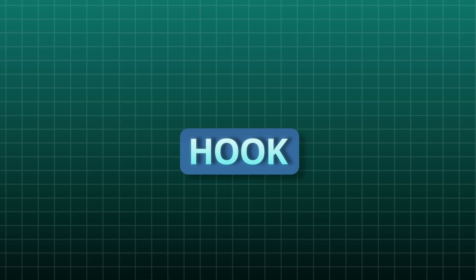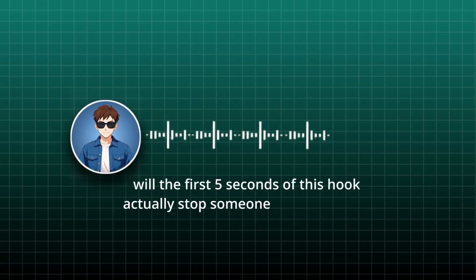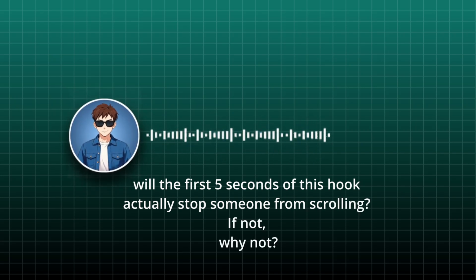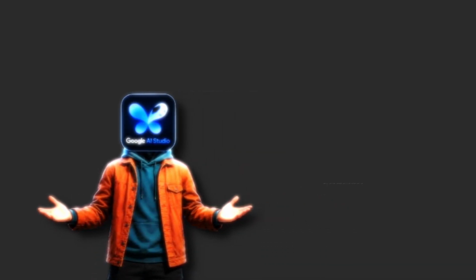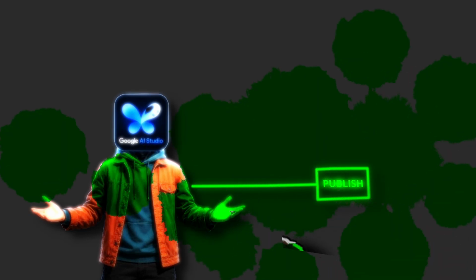Then I work on the hook. I ask the AI, will the first 5 seconds of this hook actually stop someone from scrolling? If not, why not? This way the AI becomes my reviewer before the script is even published. I waste less time, and the results are better.